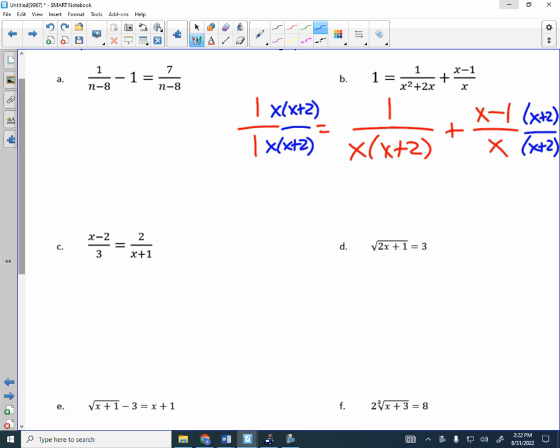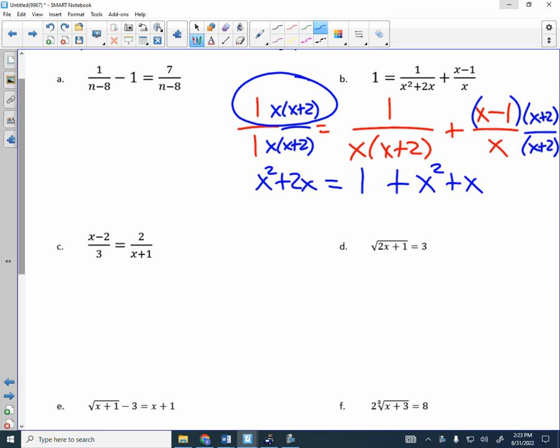Okay. So what you have right here is now the denominators are the same, so I can just focus on the numerators. You got x times x plus 2, which equals 1 plus, and then over here you have x minus 1 times x plus 2. How do I do that? Distribute. Get an x squared. What else? Plus x minus 2.